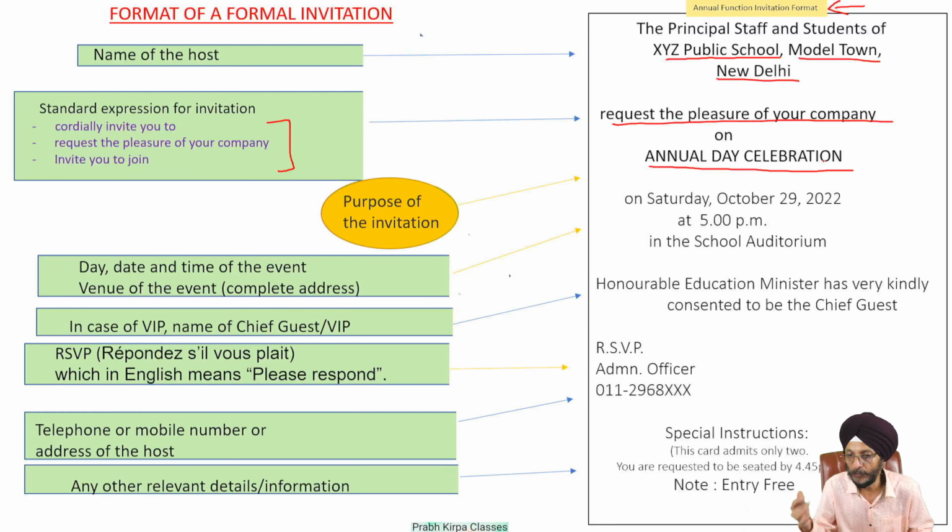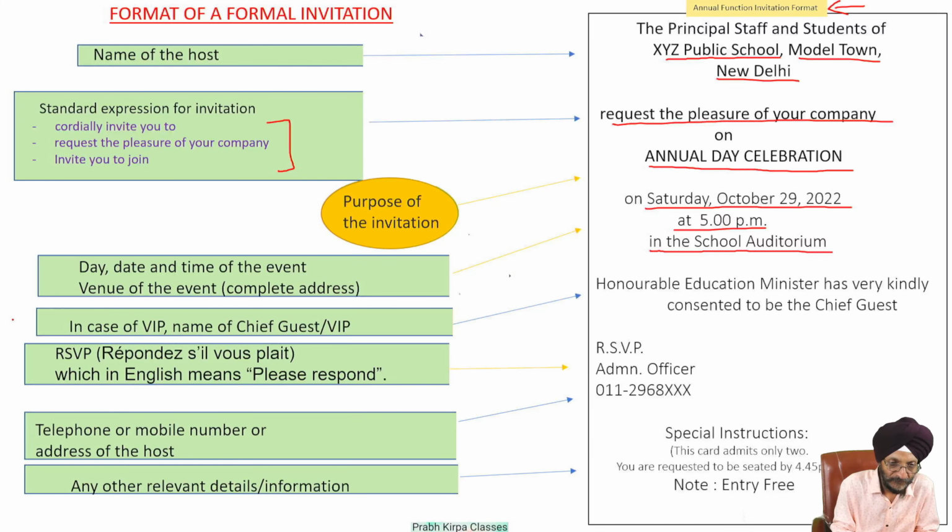It may also be sports day or any other event. Then in the same way comes the day, date, time of event along with the venue of event. Here the day, date and time are given. Then comes the venue. It is the school auditorium. In the school auditorium, the annual day celebration will be held.